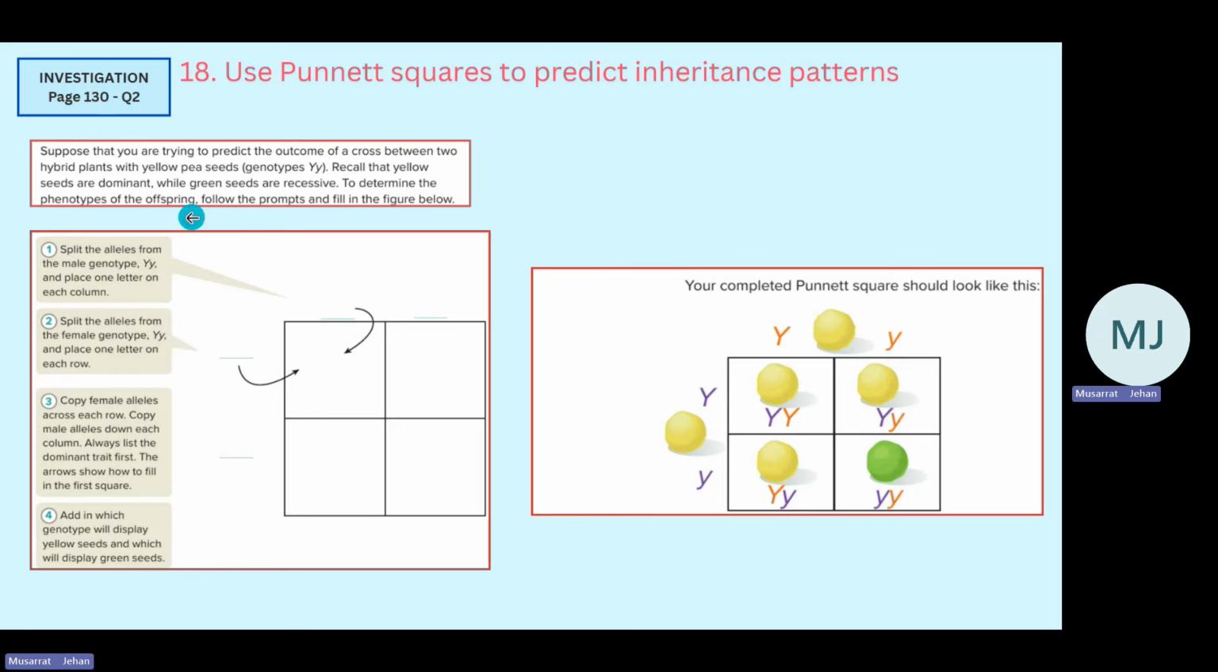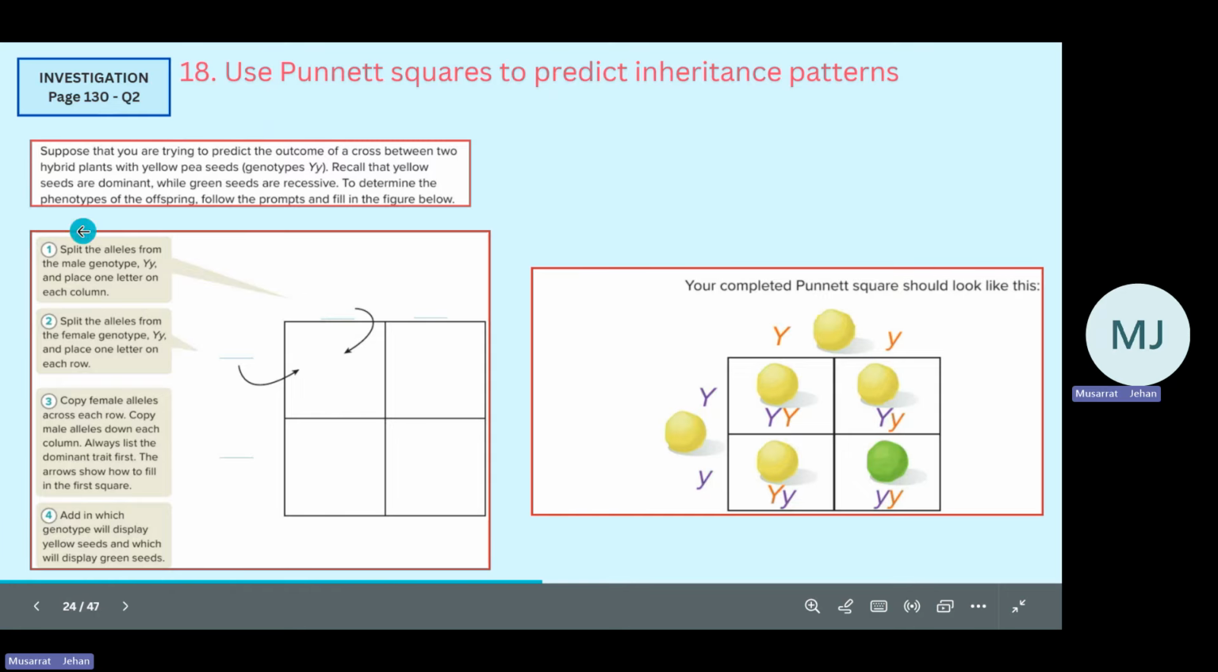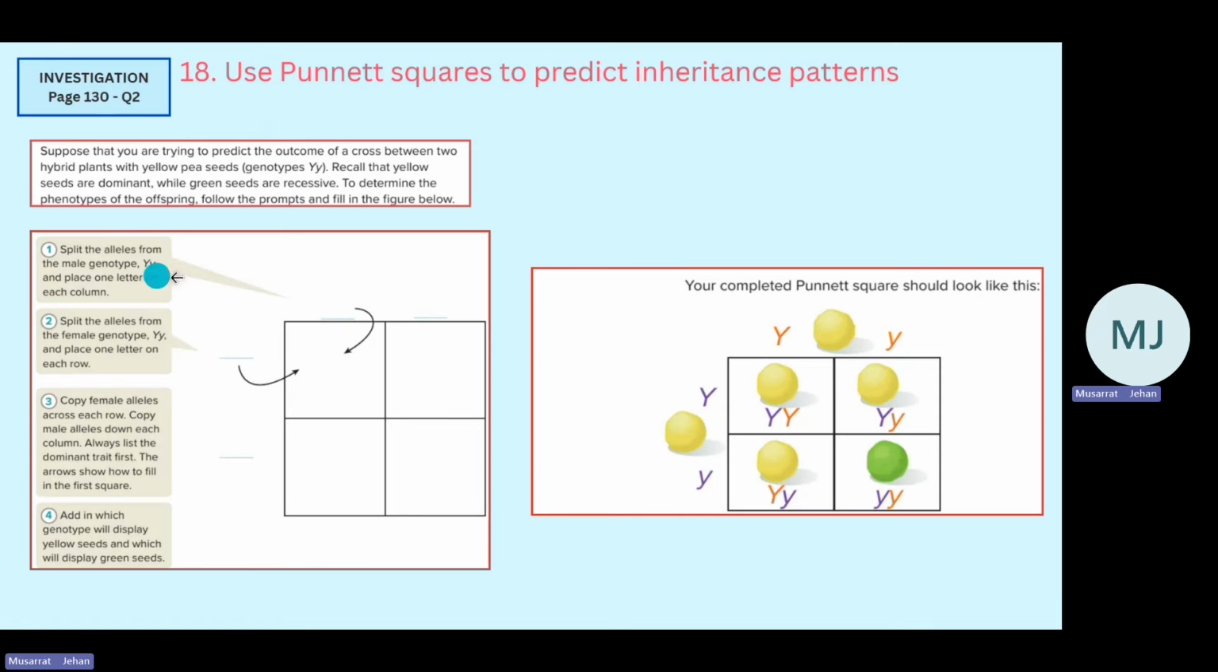Investigation page 130. Now they've told you how to do the Punnett square. The steps: first, you split the alleles from the male genotype, that is capital Y, small y, and place one letter on each column. So here we write capital Y, small y. Split the alleles from the female and then place them. So capital Y, small y. So we're putting it here.